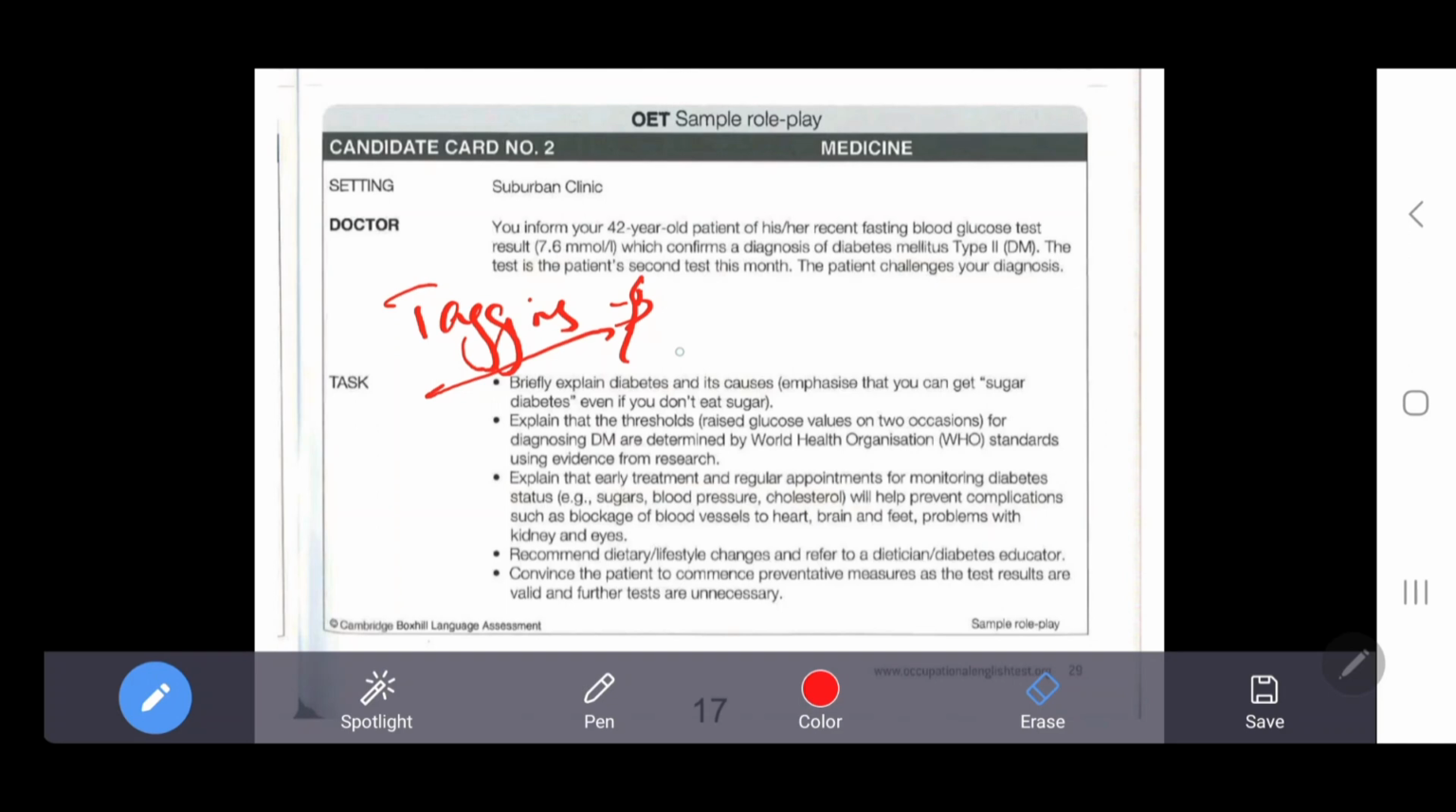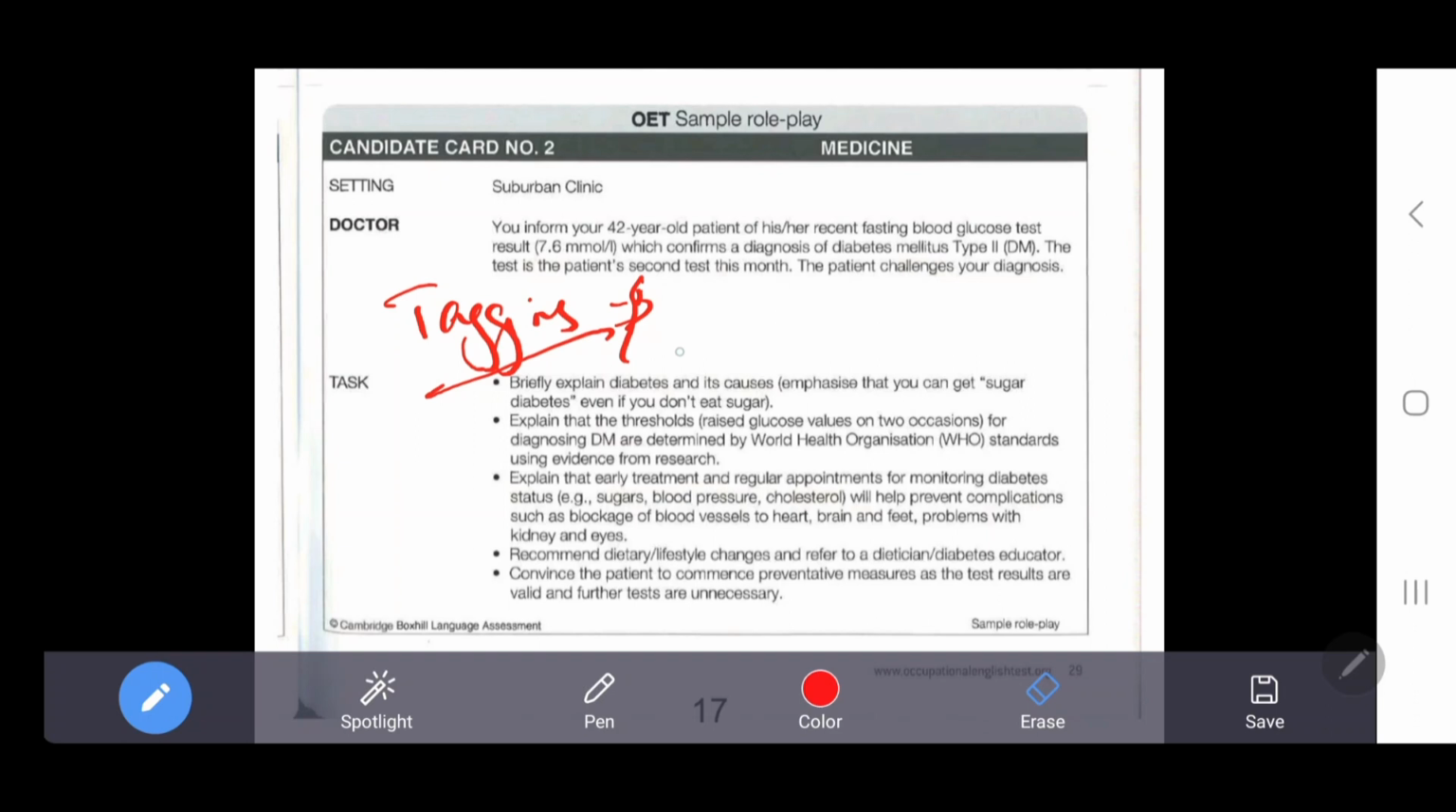So, Mr. Mark, I can see from your file that it's a second time, and the first time we had the same reading as today's, that is around 7.6 millimole. Do you have any idea about this reading, what it could be? Then the patient might tell you, I don't know what it could be. Then you can tell the patient, basically, it means that your blood sugar levels are on the higher side from the normal. Is there anything that comes to your mind, why you are having a high blood sugar level?